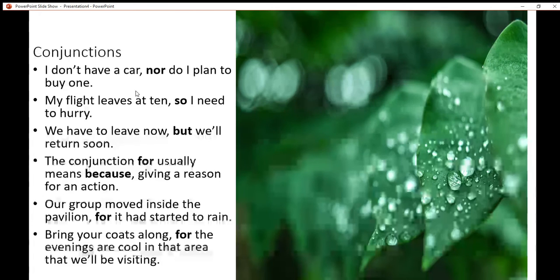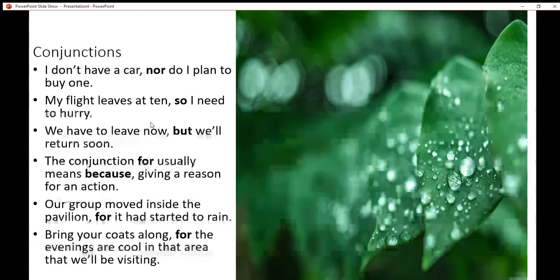My flight leaves at 10, so I need to hurry. So with the coordinating conjunction, we separate "my flight leaves at 10," that's the independent, and "I need to hurry" is the dependent, because I need to hurry is depending on what time the flight leaves.